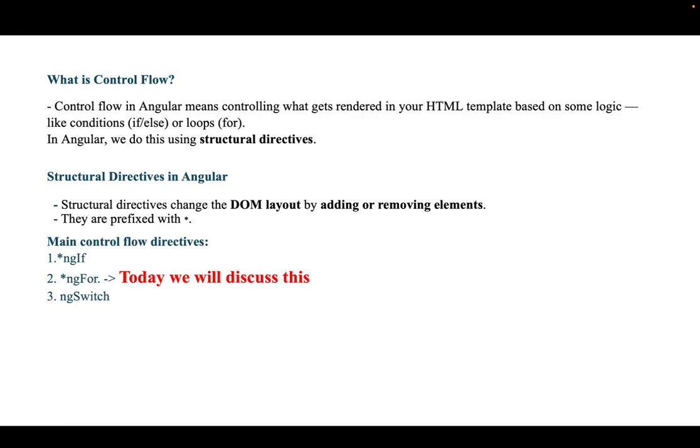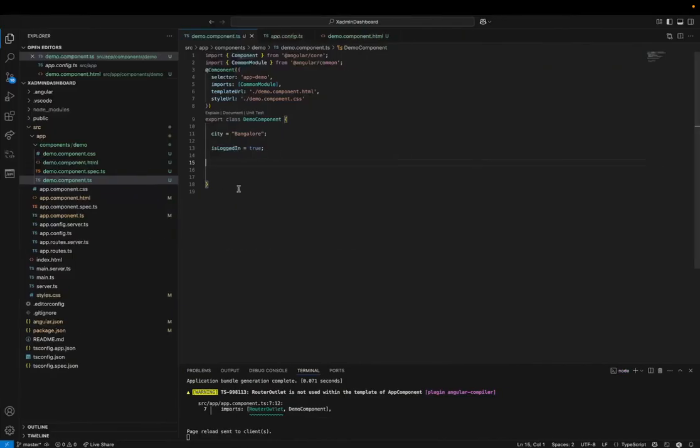First, understand what ngFor is. ngFor is nothing but a technique to do looping. It is kind of like the for loop we use in any other programming language. But if you want to do looping in Angular, then you have to use star ngFor. It is a structural directive in Angular because it changes the DOM layout by adding or removing elements. Let's understand by checking the example.